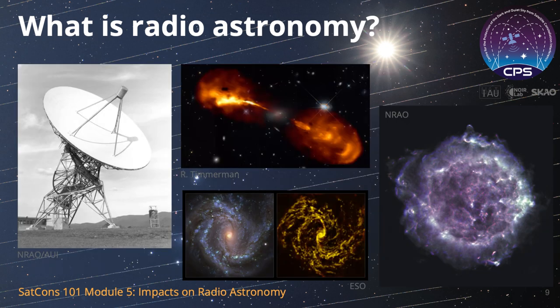We can use radio waves to learn about distant pulsars, regions where stars are forming, and supernova remnants, among other topics. While the Earth's atmosphere is opaque to other kinds of light, it is transparent to most radio light. That means that radio astronomers can use antennas on the ground to detect cosmic signals.